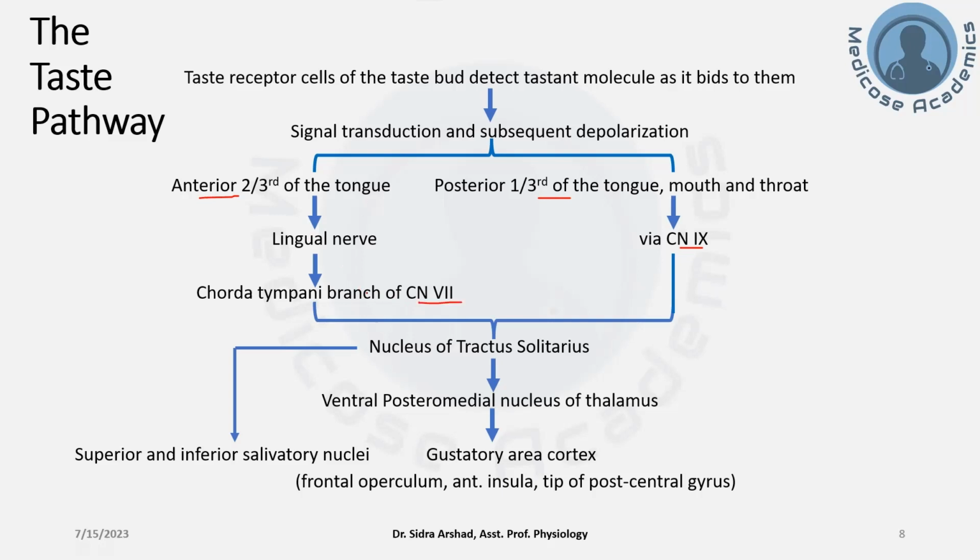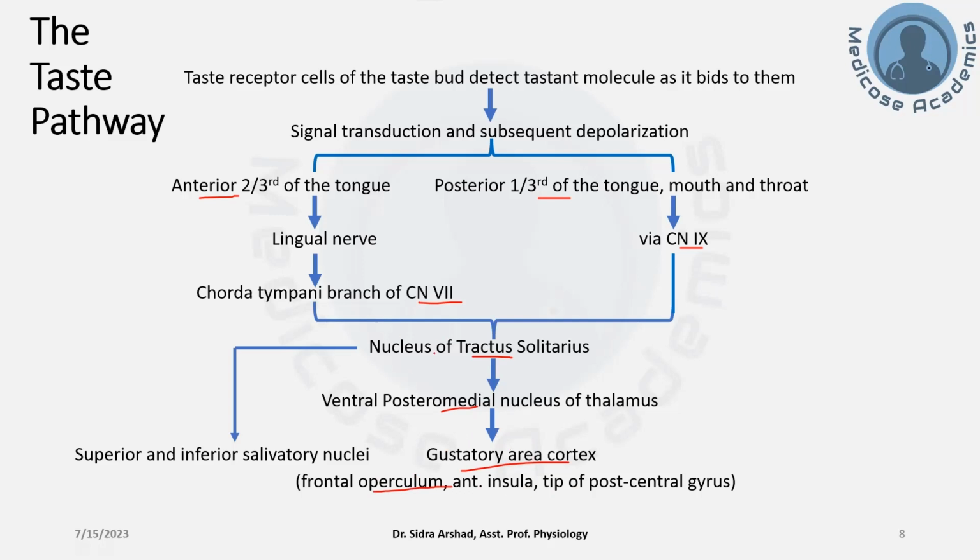These nerves then synapse in the nucleus tractus solitarius. From the nucleus tractus solitarius, the impulses pass to the ventral posteromedial nucleus of the thalamus. These fibers then relay in the ventral posteromedial nucleus of the thalamus, and from there the third order neurons synapse in the gustatory area in the cortex. The gustatory area is found in the frontal operculum, anterior insular cortex, and tip of the postcentral gyrus. So these areas together form the gustatory area in the cortex.